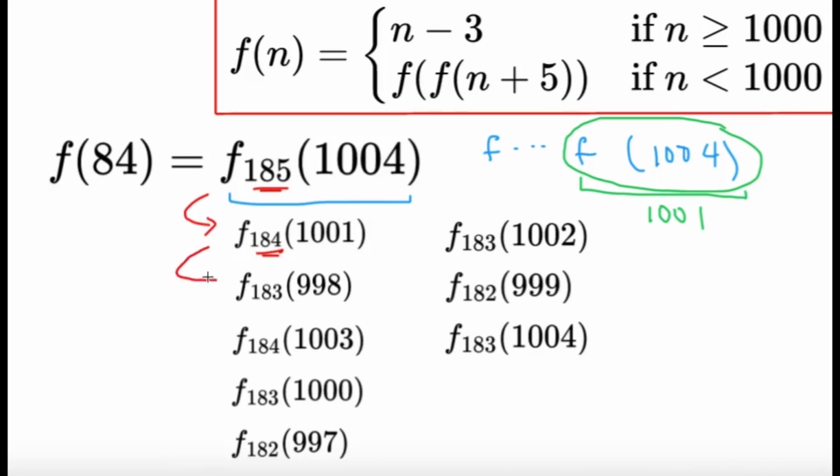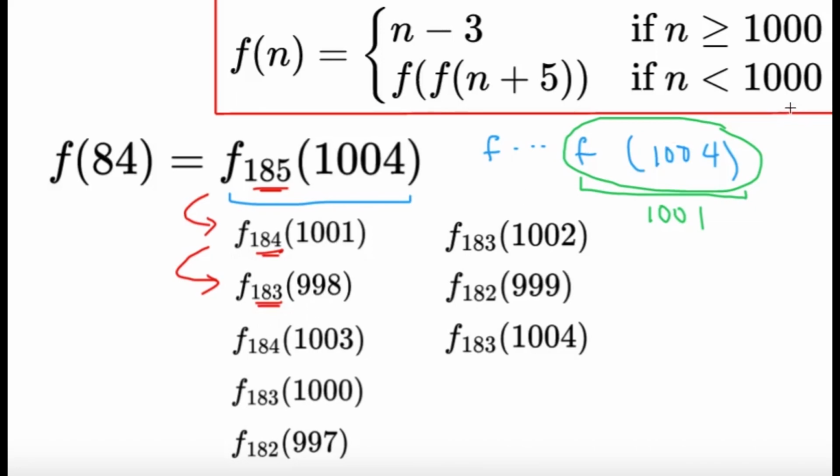The next step is similar. There are 184 F's before this 1001, but F of 1001 satisfies the first one, so it's going to be n minus 3. So 1001 minus 3, that's 998. And that removes another F, because F of 1001 is 998. That's why the subscript here is 183. So it's going to be equal to F sub 183 of 998.